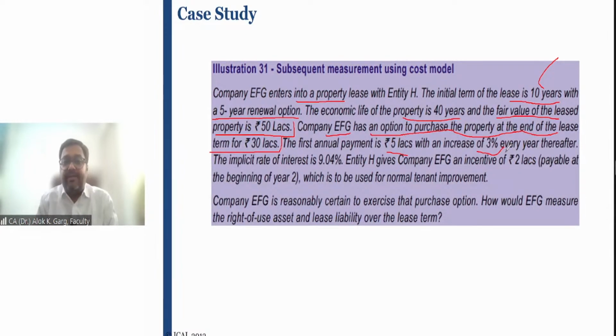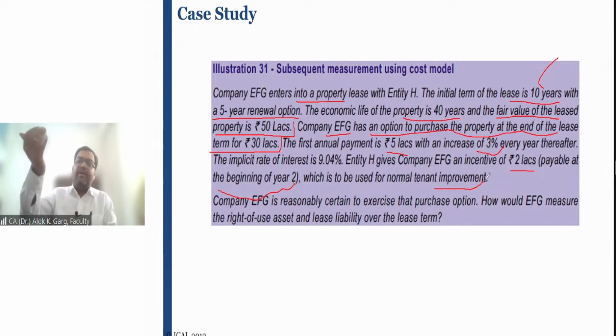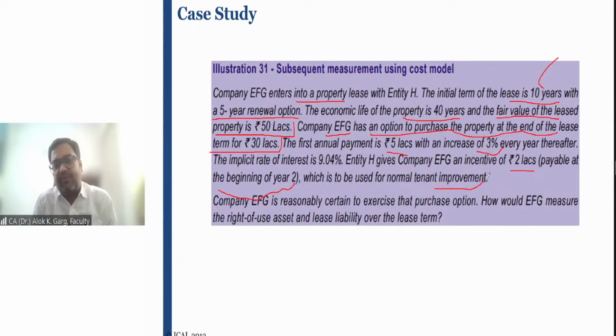The lessor, entity H, gives company EFG, the lessee, an incentive of rupees 2 lakh payable at the beginning of year 2. This incentive is not payable on the commencement date. It is payable at the beginning of year 2 and is to be used for normal tenant improvement. So it means that after 2 years from the commencement date, an amount of 2 lakh has to be received from the lessor.